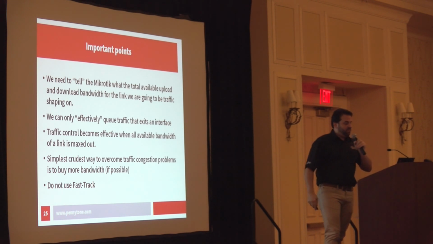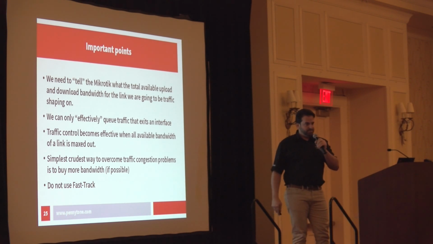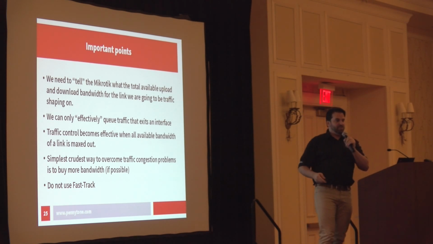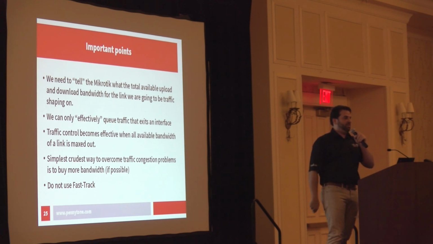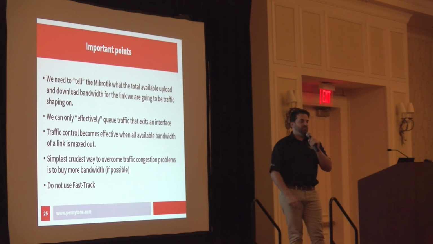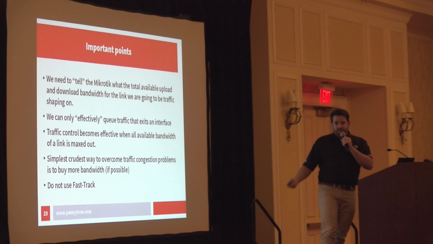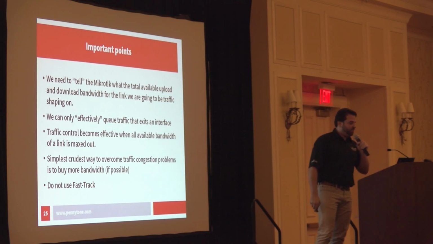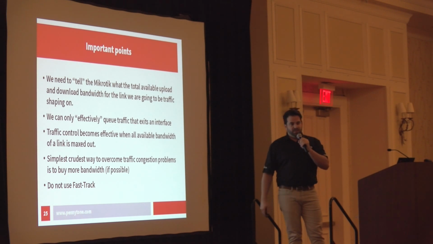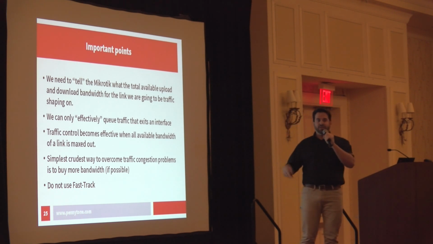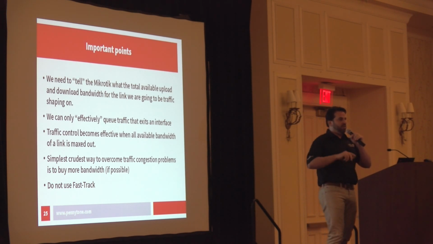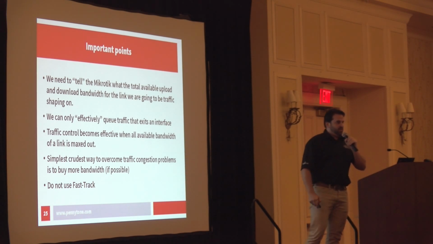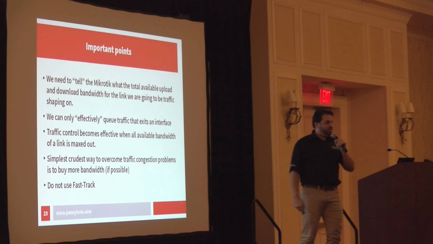Traffic control becomes effective when all available bandwidth of a link is maxed out. Nothing noticeable will happen until you completely flood your uplink. And the simplest, crudest way to overcome traffic congestion problems is to buy more bandwidth. If you're having congestion problems, try getting more bandwidth. If you can't get more bandwidth, then obviously you better learn this stuff. Last point, very important. You could do everything right with queues and traffic shaping and all that, but if your fast track is turned on, none of that will work because fast track bypasses queues. So let's talk about the 3 phases of traffic control.